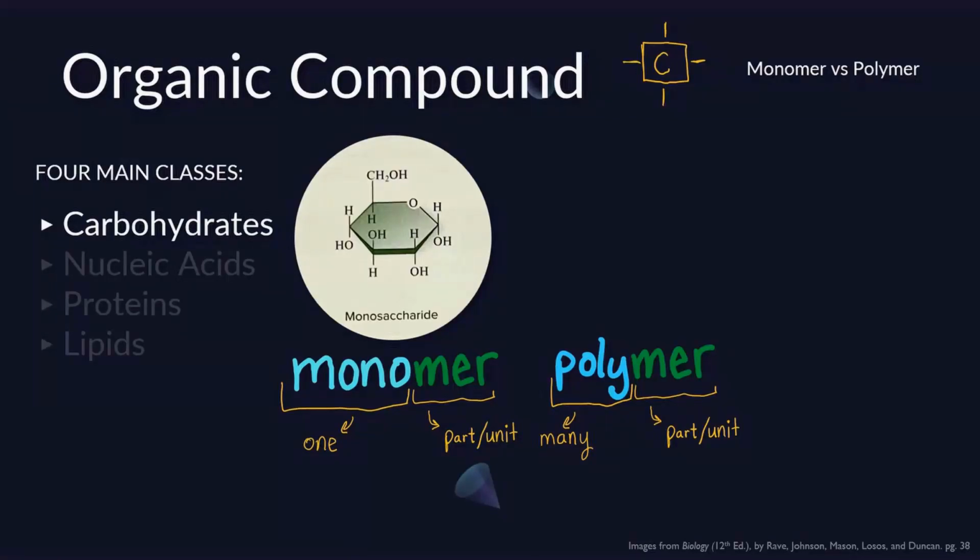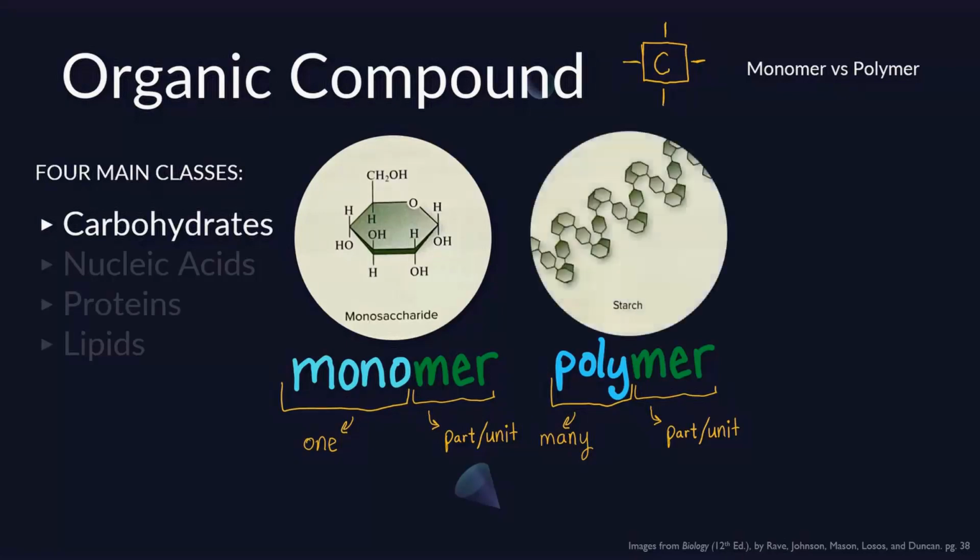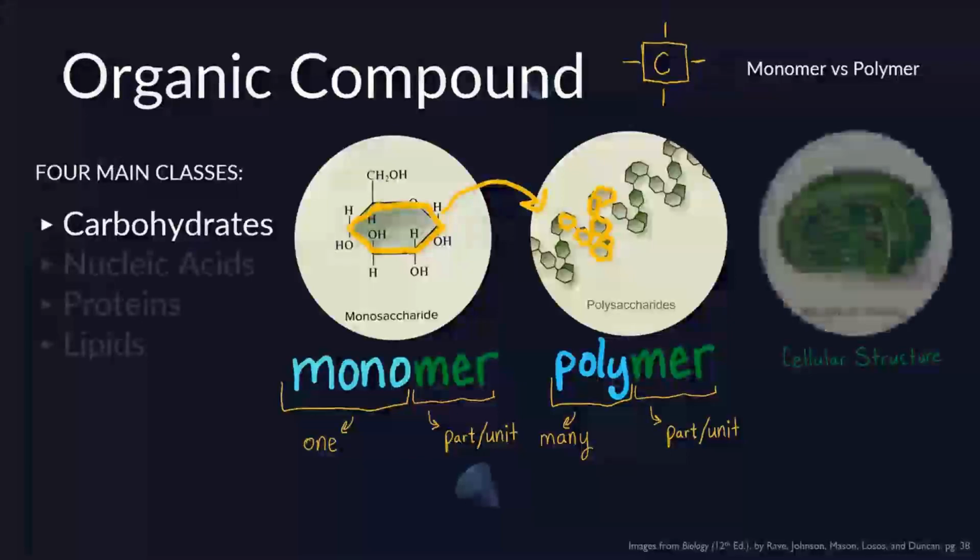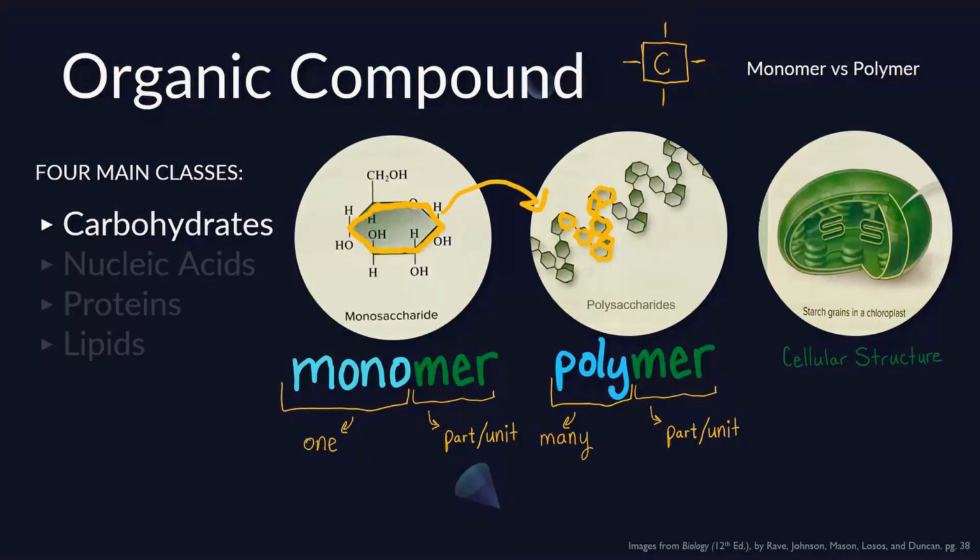For example, still looking at our carbohydrates, a polysaccharide is a polymer made up of many monosaccharide monomers. Right? So we can see that here if we want to draw this out like so. And then, if you take many polymers, you can have several polymers come together to contribute to the formation of many different kinds of cellular structures, such as starch grains found in chloroplasts, as just one example.